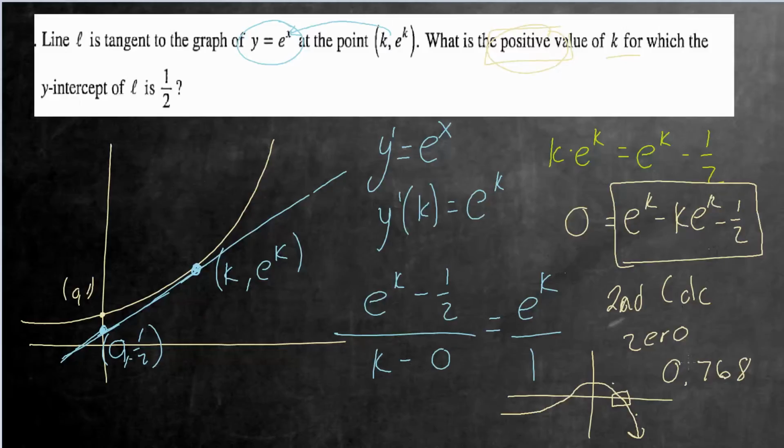So as you can look at the graph, it was important that they said the positive value of k, because there would be a negative value of k. And if we look at this graph, we should be able to maybe sketch a tangent line somewhere over here that would be tangent at this point as well. But it does say the positive value, so the only answer we need is 0.768.